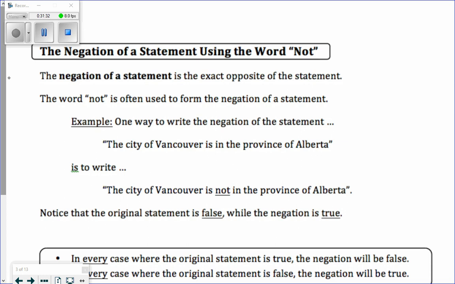But my point being is that when you're doing a negation, you don't have to see the word not. It could just mean the opposite, right? When I said 4 is prime, one answer is 4 is not prime. The other answer is 4 is composite. They both are correct. Okay, so when we talk about negations of statements, that doesn't always mean use the word not. It just means make sure the statement has the opposite truth value.